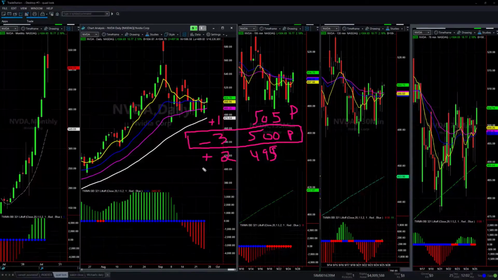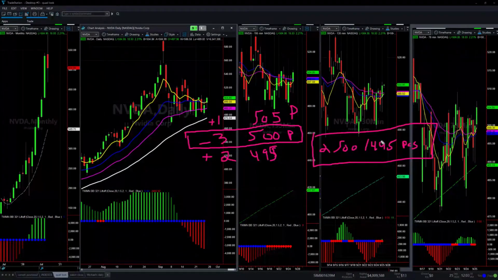So if you look at it, you see these 3 shorts. Let's pretend there were only 2 of them. Well, if there were only 2 of them here, I know there's 3, but just pretend there's only 2, you would have a 500, 495 put credit spread. In fact, you'd have 2 of them. Do you see how you've got 2 500, 495 put credit spreads? And obviously, what do you want with a put credit spread? You want price to be above 500, right? But you don't have 2 of them.